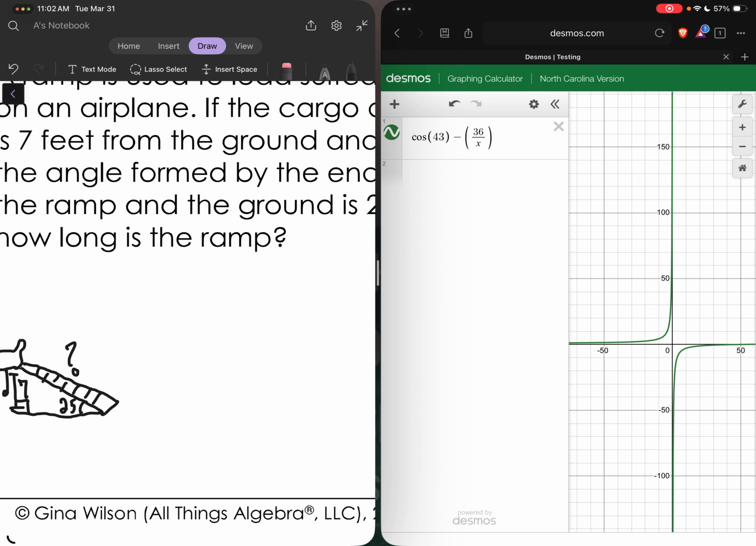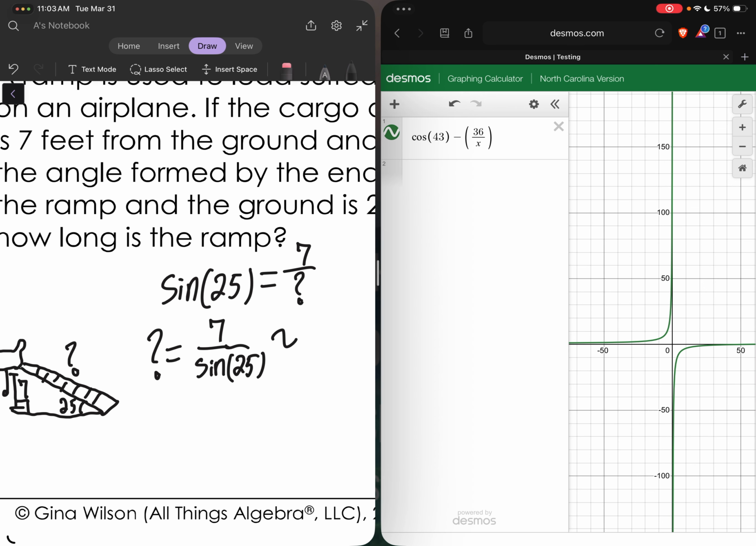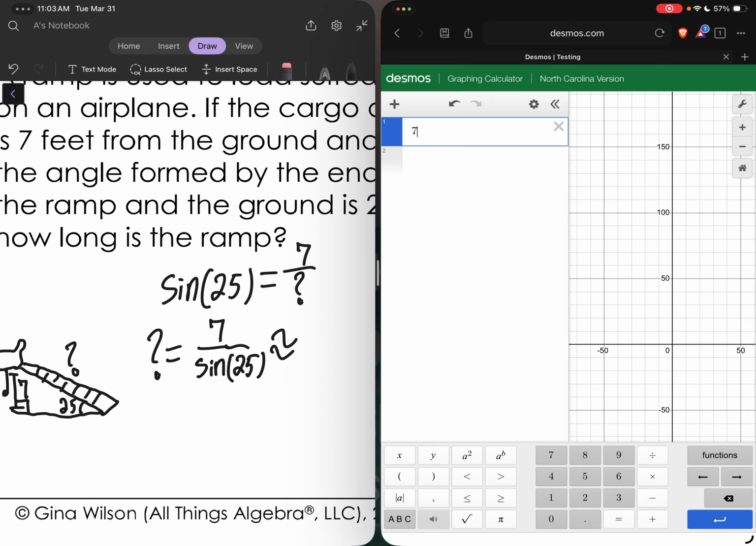Here's my problem. I have opposite as 7 over hypotenuse, which is what I'm looking for, x. Opposite over hypotenuse is sine, so sine of 25 is equal to opposite 7 over hypotenuse, question mark. Question mark is equal to, reciprocate, multiply by 7, 7 over sine of 25. I'm not working that one out. You can if you want. Either way, I'm going to type this in Desmos and see what we get.